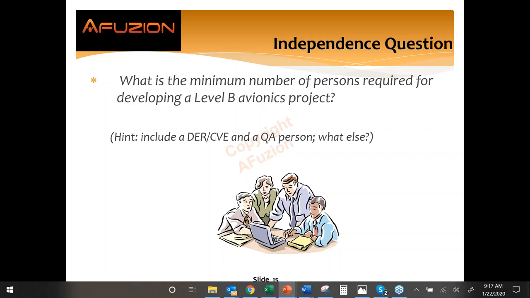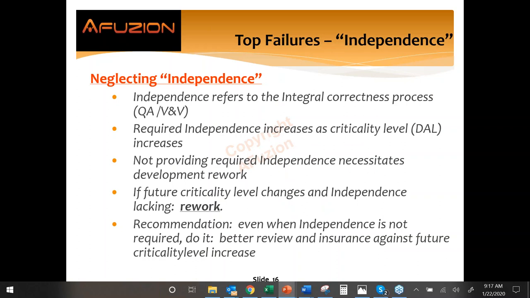But then, a doer and a verifier. The doer does safety, requirements, design, implementation, testing. The verifier assesses the doer to plans and standards. So they verify requirements, design, code, tests. Now, with independence, the top failures we see, and we do a lot of audits. Each month we're auditing six or eight different companies. We don't talk about our clients.